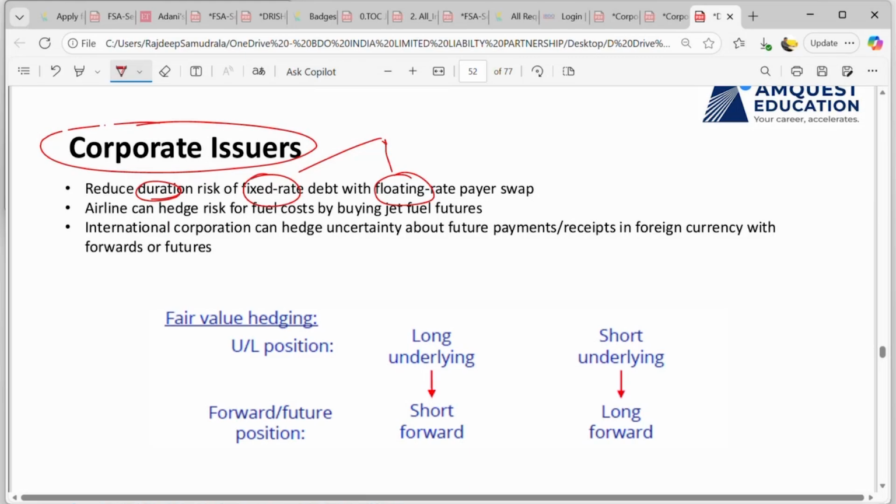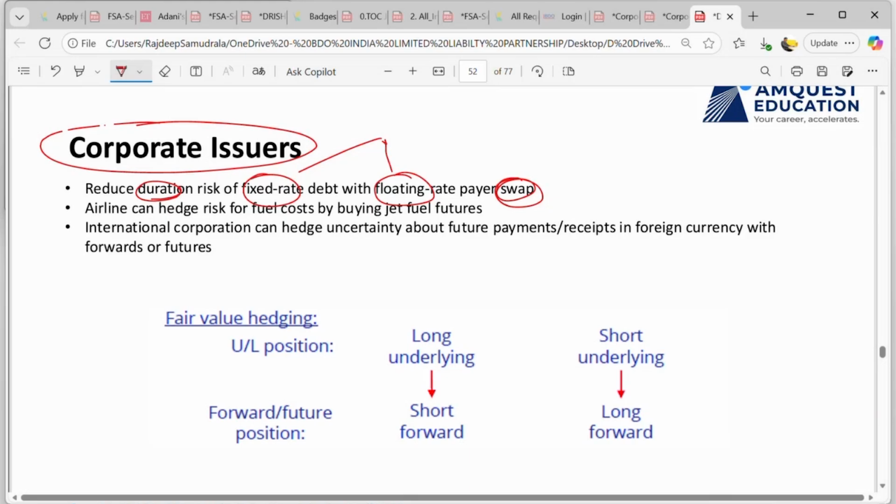So everyone who's paying floating rate is getting the benefit of the lower rate. Correct? So with the fixed rate and floating rate, if you have an interest rate swap, then there's a duration risk between the floating and the fixed rate. Clear? Those can be hedged.